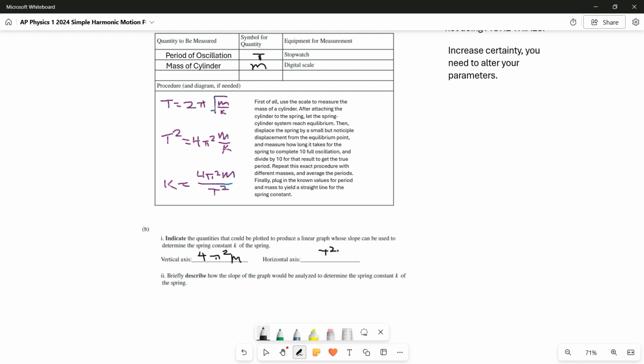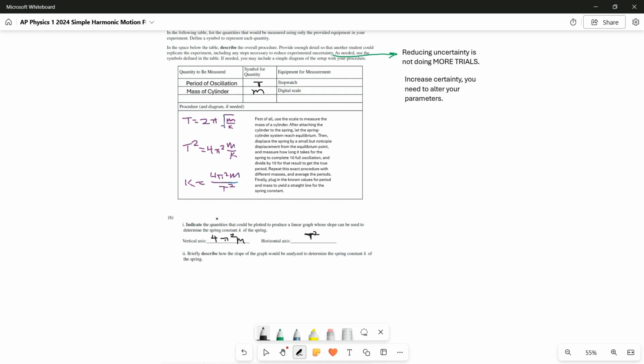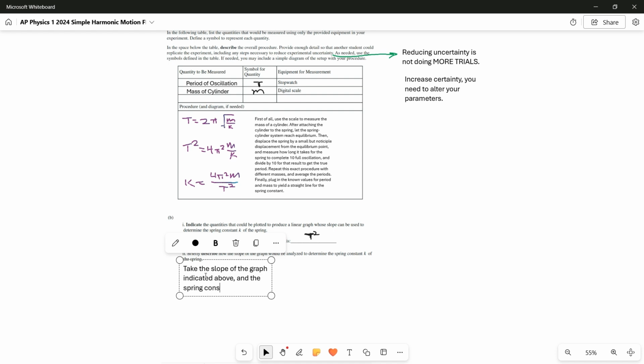Now, in fact, you don't actually need to write 4 pi, because what you could do is address this 4 pi squared constant in part II. So all we need to do here for II, since we wrote our answer for B, is say, take the slope of the graph indicated above, and the spring constant will be the slope.